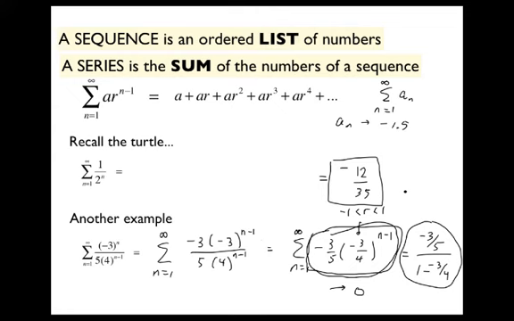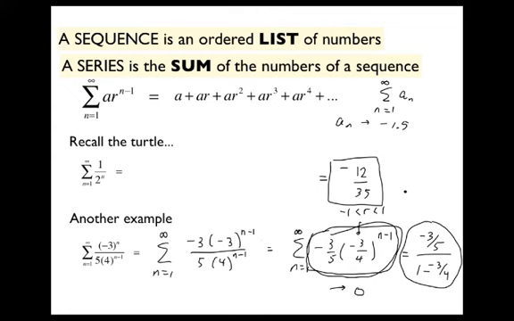Just to hammer it home, we're going to get a sequence like this here. We're going to put it into the geometric series form. If it is a geometric series, we're going to look at lots more kinds of series. But this particular example and the turtle one, these are both examples of geometric series.